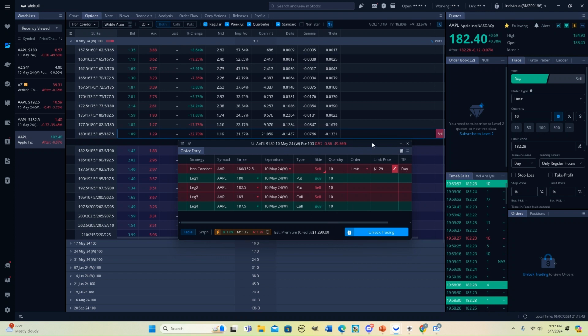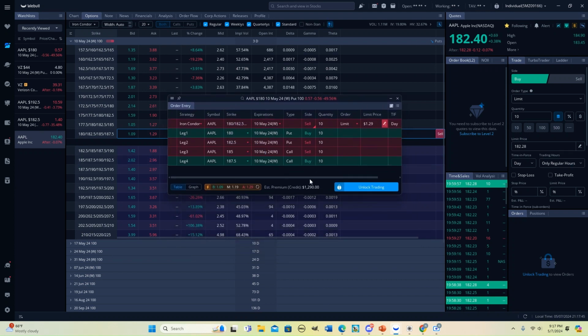So again, Apple's extremely volatile. So this is a tricky iron condor, right? Let's say Apple goes down to 180. You're gonna have to buy back these two, and this put is going to be a lot more expensive than it was. The call will not be. Again, this is how you minimize risk because you're buying on this side. It won't be that expensive. But the put will be.